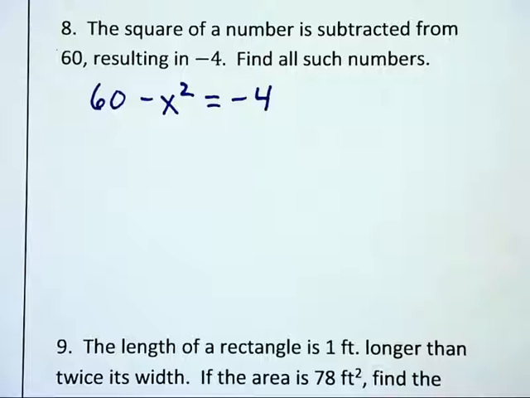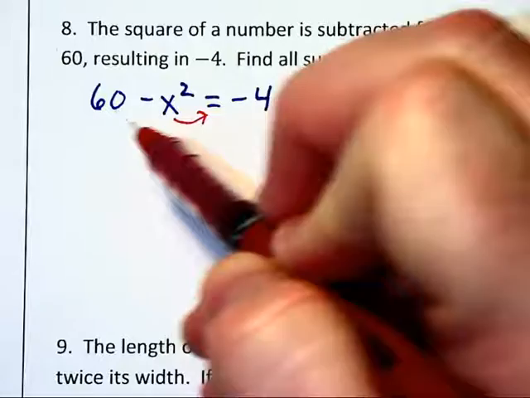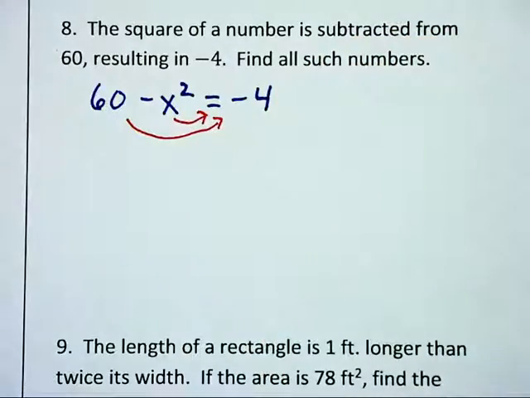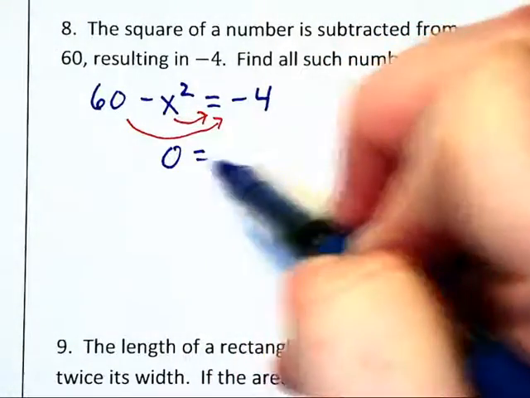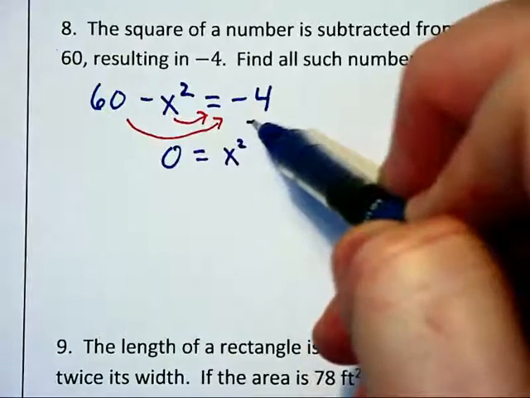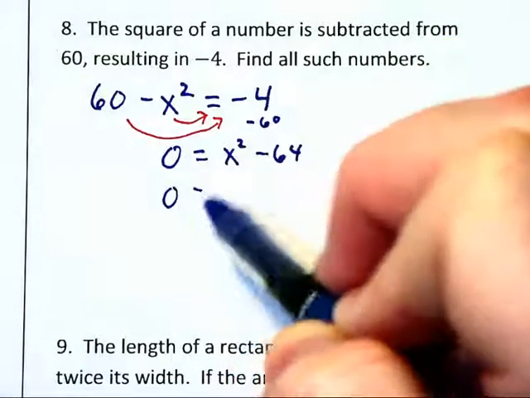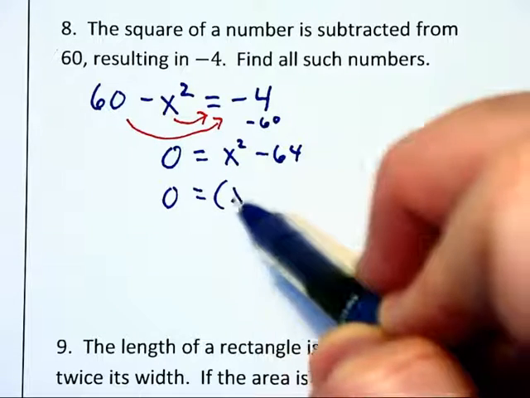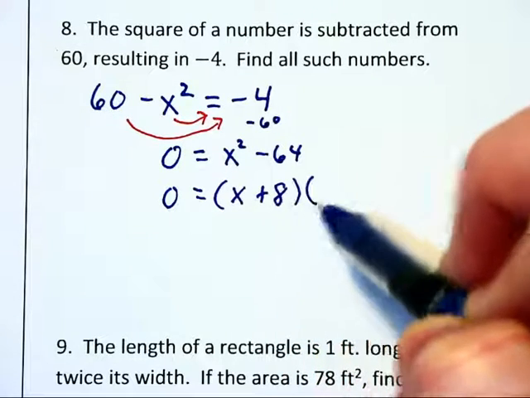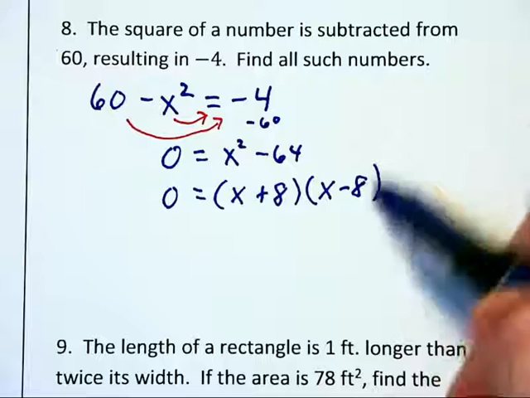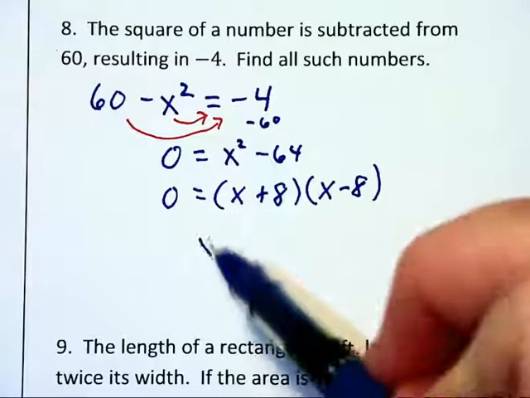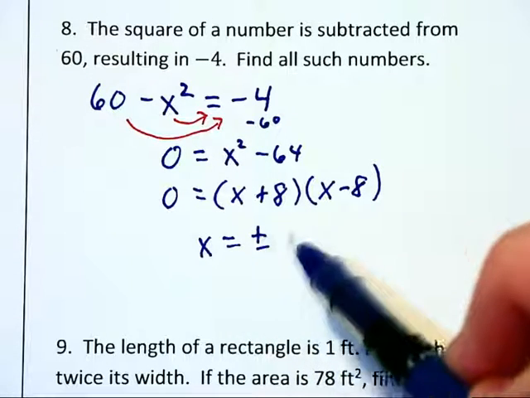Well, I would like to have a positive x squared, so I'm going to bring each of these terms to the right instead. Have a 0 on the left equals x squared, and when I minus that 60 off, I'll have minus 64. This factors into the difference of 2 squares, x plus 8 times x minus 8, and all such numbers that make that true would be plus or minus 8.